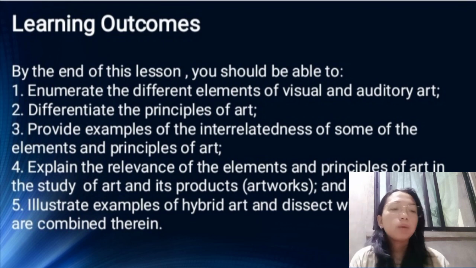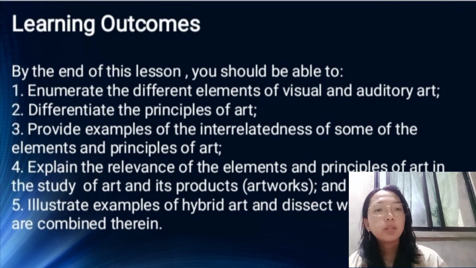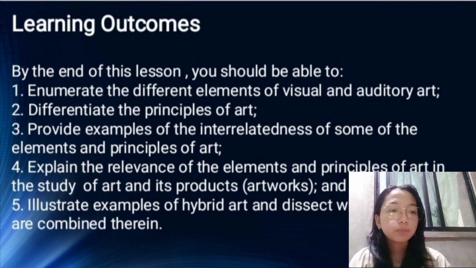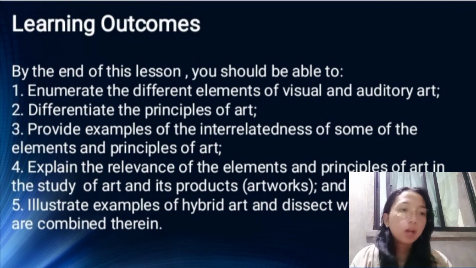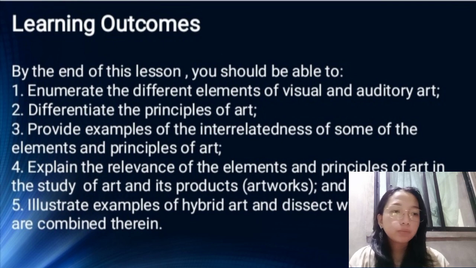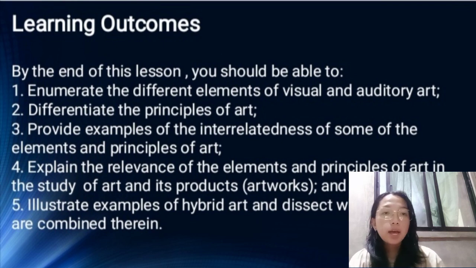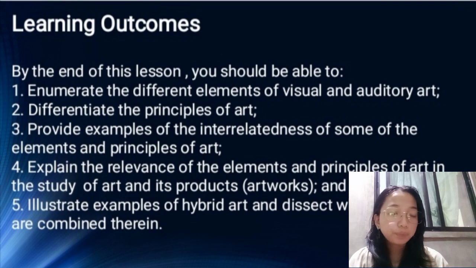Learning Outcomes. By the end of this lesson, you should be able to: one, enumerate the different elements of visual and auditory art; two, differentiate the principles of art; three, provide examples of the interrelatedness of some of the elements and principles of art; four, explain the relevance of the elements and principles of art in the study of art and its products; five, illustrate examples of hybrid art and dissect what art forms are combined therein.